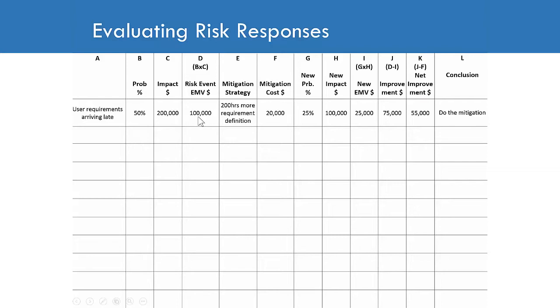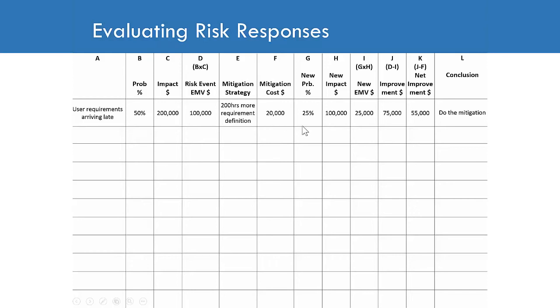And you and your team have given some thought to your response strategy, and you've decided to mitigate by spending 200 hours more in requirements definition. At a rate of $100 an hour, your mitigation cost would be $20,000. It would cost you $20,000 to reduce the probability and or impact of this risk.